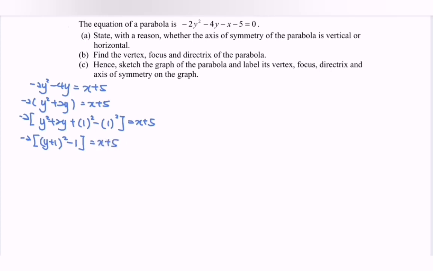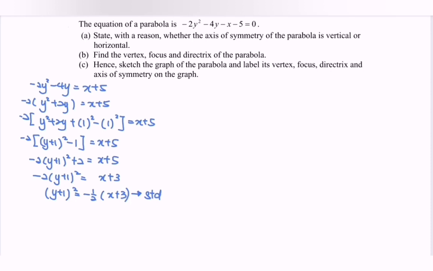So continue, we have negative 2 bracket y plus 1 bracket squared plus 2 equals x plus 5. So negative 2 bracket y plus 1 bracket squared equals x plus 3. Next, y plus 1 bracket squared equals negative 1 over 2 bracket x plus 3. So here we have the standard equation of the parabola.